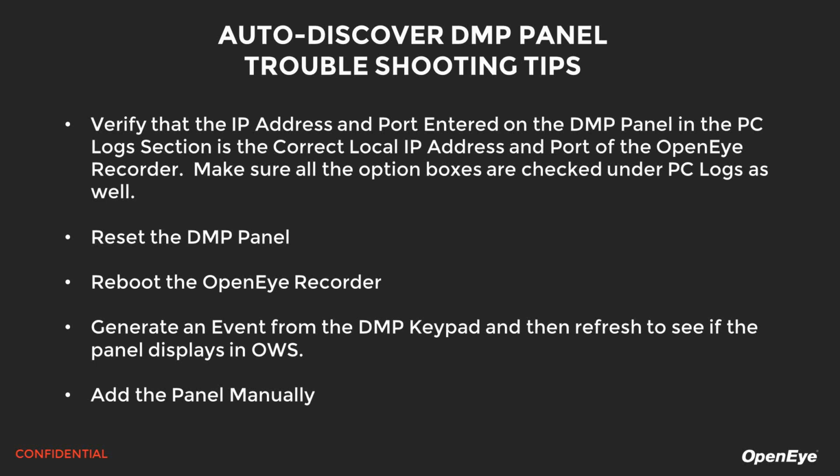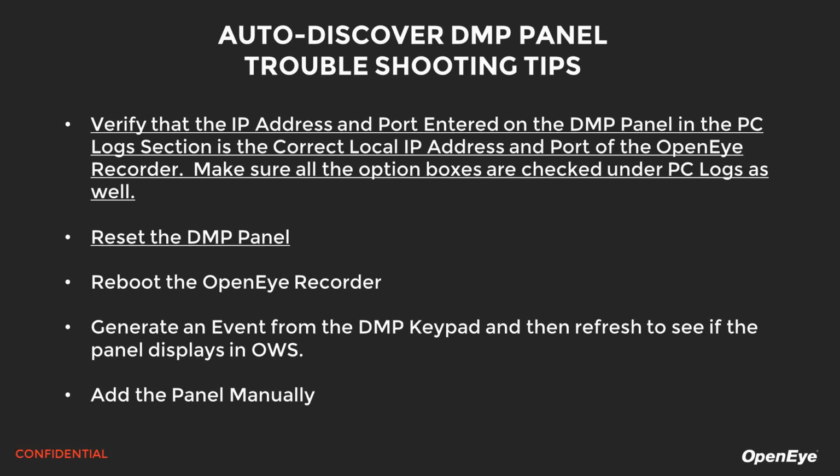If the DMP panel does not appear in OWS after trying to add it using the auto discovery function, here are some troubleshooting tips. First, verify that the IP address and port entered on the DMP panel in the PC logs section is the correct local IP address and port of the OpenEye recorder. Make sure all the option boxes are checked under PC logs as well.